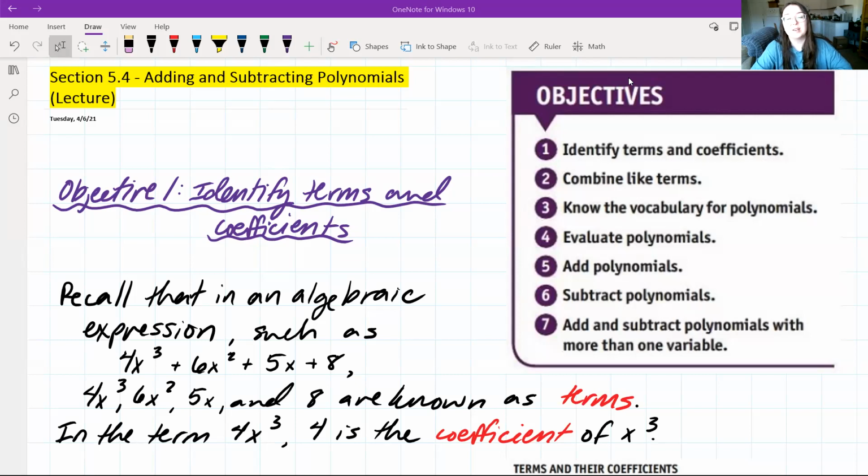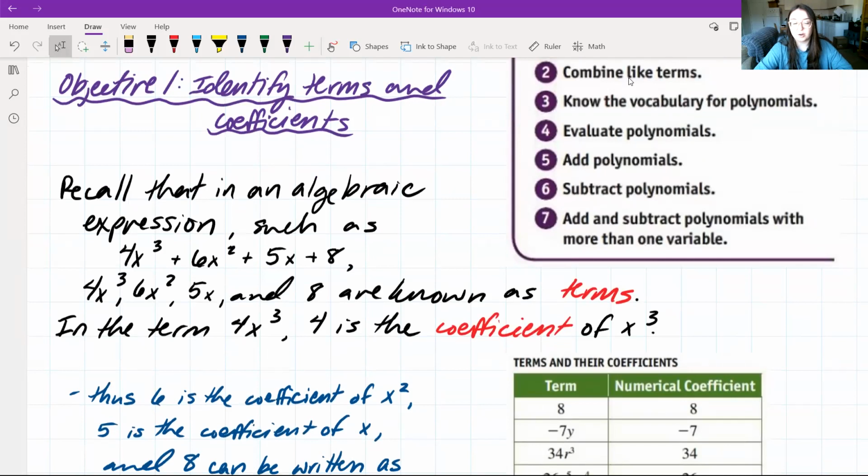So quite a few objectives here that we're going to be going over, but we're going to make sure that we touch on each one. So objective 1, we want to identify terms and coefficients. We want to recall that in an algebraic expression such as 4x to the power of 3 plus 6x squared plus 5x plus 8, we want to recognize that 4x to the third, 6x squared, 5x, and 8 are all known as terms.